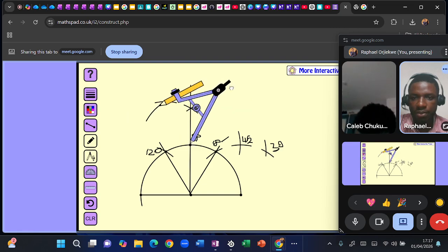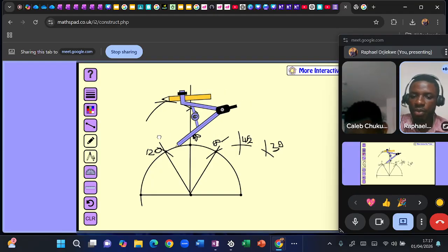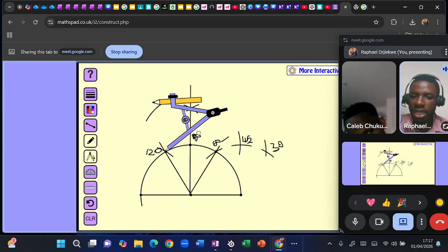So right there, let's cut it. And so we already have 105. I'm going to connect that in a moment. Let's do one of 150. 150 is in between 120 and 180.